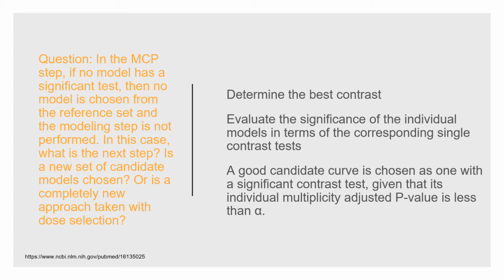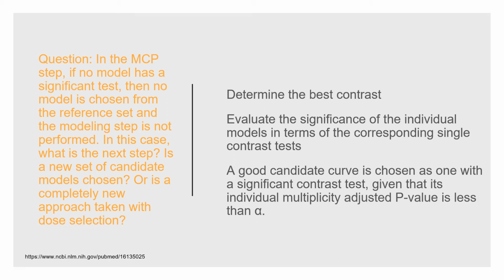The idea with this is, well, let me say it this way. We consider the problem of determining the best contrast associated with a given model function, and in that sense, when the model is correct, it maximizes the chance of rejecting the associated null hypothesis. So it's maximizing the non-centrality parameter. Once we have the optimal contrast coefficients for each model in the possible candidate set, we evaluate the significance of the individual models in terms of the corresponding single contrast tests.